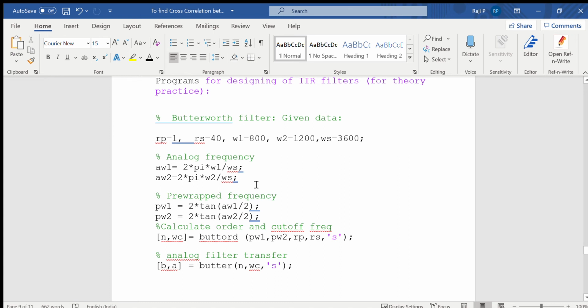In order to transform it, first a technique known as bilinear transformation is to be applied. Basically it is transforming from one domain into another. The formula is 2 by T into tan of omega 1 by 2. Here this is the digital filter and this is the analog filter. Using that formula, the frequencies have been warped, transforming from one domain to another, that is the S domain.